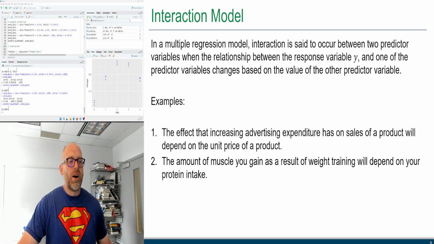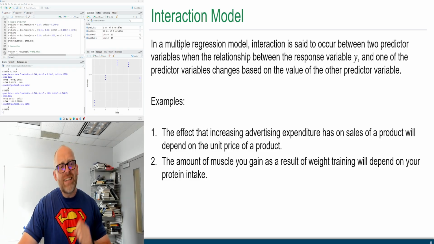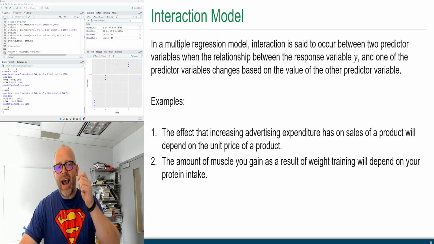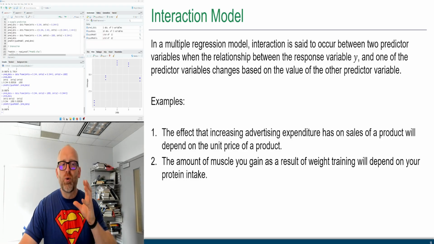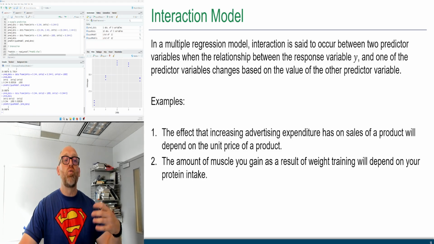So in a multiple regression model, interaction is said to occur between two predictor variables when the relationship between the response variable y and one of the predictor variables changes based upon the value of the other predictor variable. So what exactly does that mean? So say I have two predictor variables, 1 and 2. I fix 1 at a specific level and I vary 2. Then we can see, well, what happens to the response? So the response, if I increase x, I might increase y. If I decrease x, I might decrease y.